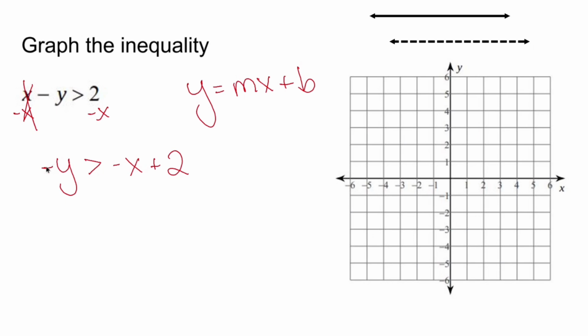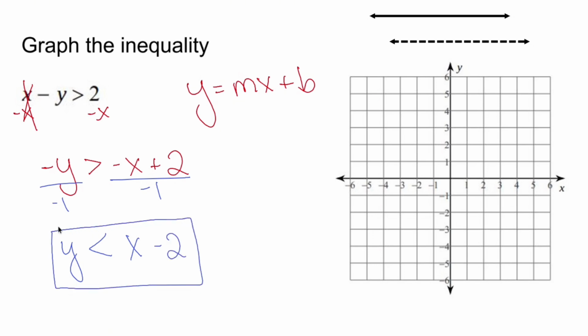Now, is y all by itself? No, I have a negative floating in the way. So what I can do is I can divide everything by negative 1, and that'll allow that negative y to become positive y. Whenever you have a greater than, and you divide both sides by a negative, you flip the sign. Negative x over negative 1 becomes positive x, and positive 2 over negative 1 becomes minus 2. Now I have my correct inequality to graph.